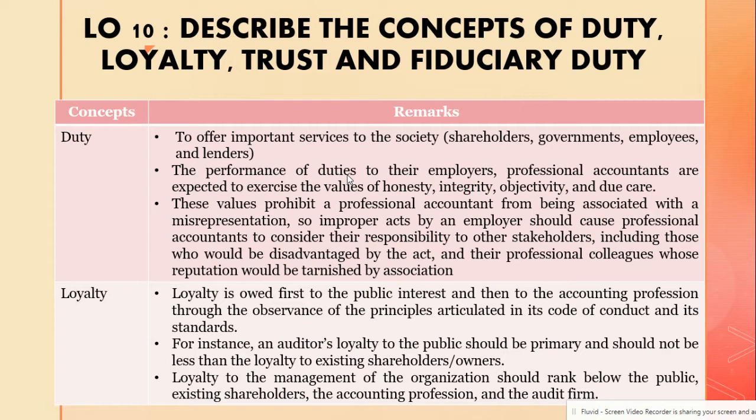An improper act by an employer should cause the professional accountant to consider their responsibility to other stakeholders, including those who would be disadvantaged by the act, and their professional colleagues whose reputation would be tarnished by association. So meaning that the accountants have a duty to many stakeholders, and they have a duty also to their employer, right?